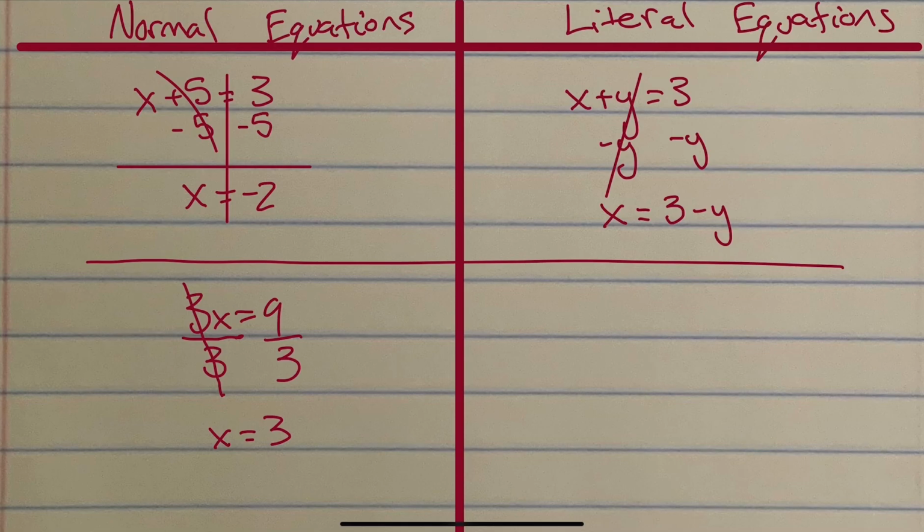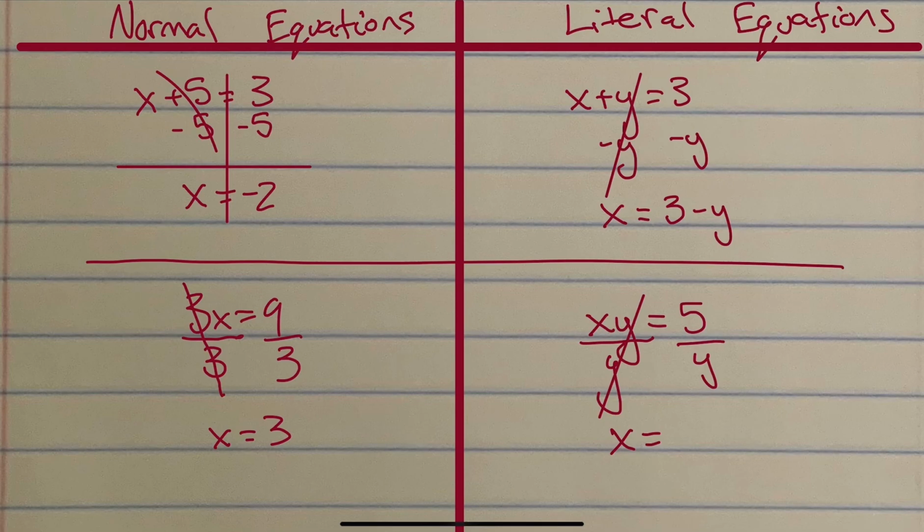Let's see a literal version of this. So let's say we have xy equals 5. Okay, so the only thing I did was, instead of a 3, now we have a y. So I still want to get x by itself. So I'm going to divide by y on both sides. Just like with my 3's, these y's will cancel out. So I have x equals 5 divided by y.